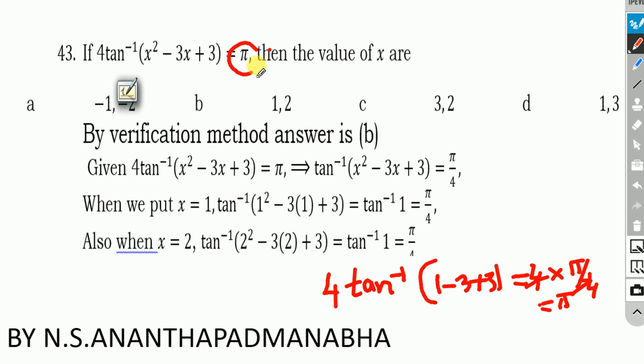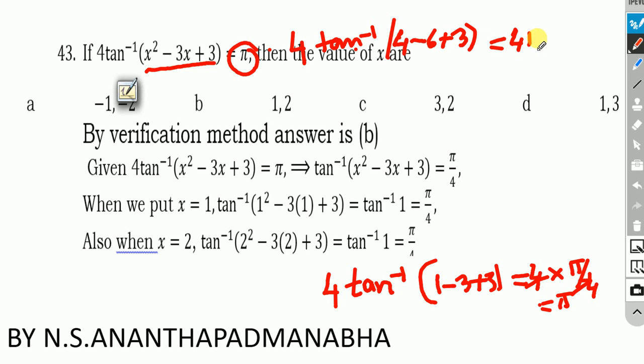Similarly, when you put 2 also, I will get 4 into tan inverse of 2 square is 4 minus 6 plus 3. 4 plus 3 is 7. 7 minus 6 is 1. So I have 4 tan inverse of 1. 4 tan inverse of 1 is 4 into pi by 4. Again I will get pi. So for 1 and 2 we will get the value pi, that is we will get the right hand side.